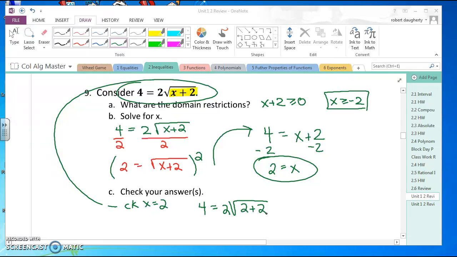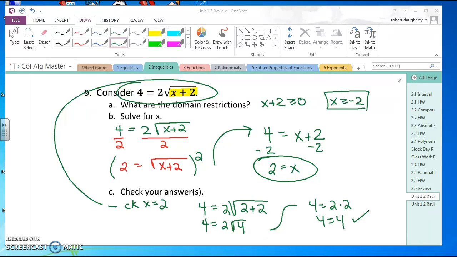So square root of 2 plus 2, that's the square root of 4. So 4 equals 2 square root of 4. So this means that 4 is equal to 2 times 2, or 4 is equal to 4. Okay, that's fine. Everything checks out nicely in that one. So that's page 2 of the review.